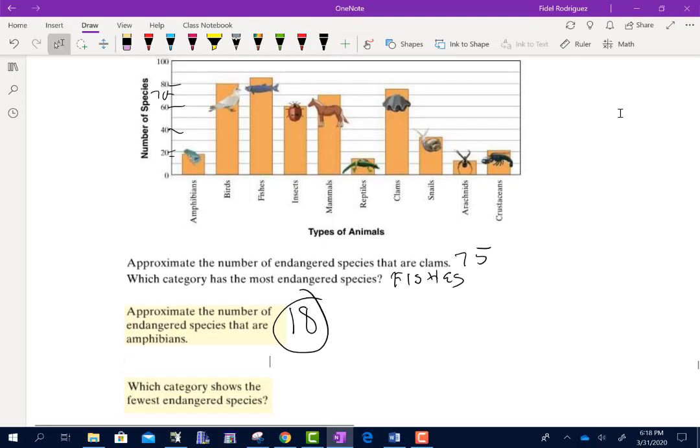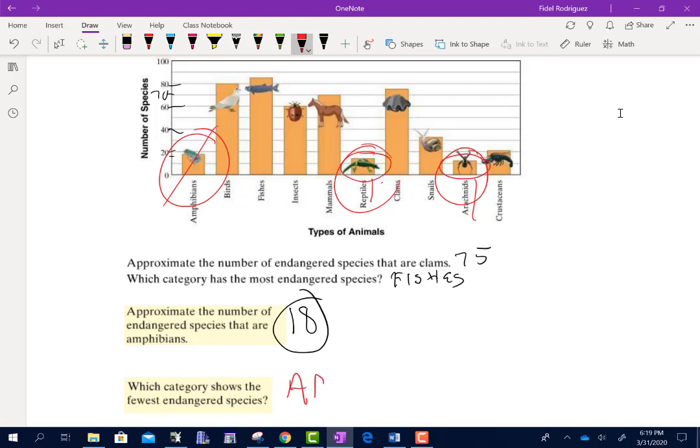Which one has the fewest? So which is the smallest bar? If I just start looking at small bars, like that's a small bar, that's a small bar, that's a small bar, right? Those look pretty small. So then I'm going to say, well, this one looks a little bigger, so I know it's not that one. So it's probably going to be between the reptiles and the arachnids. And if I look, this bar looks like it's a little bit lower than that one. So I would say the arachnids, right? The spiders.